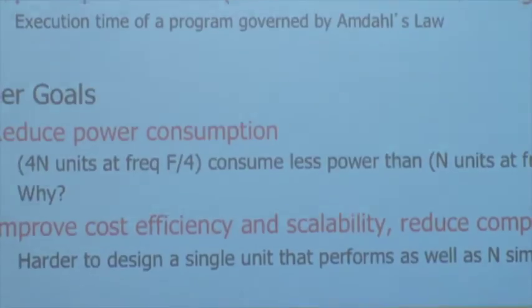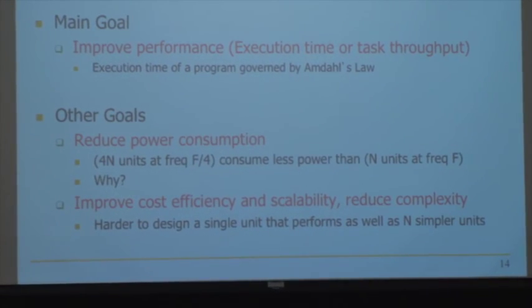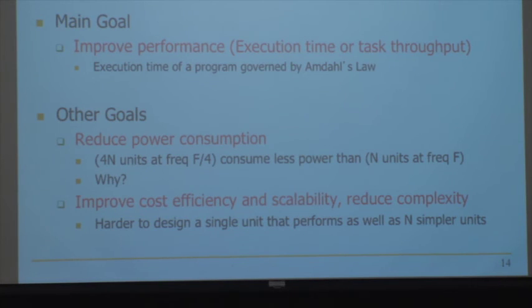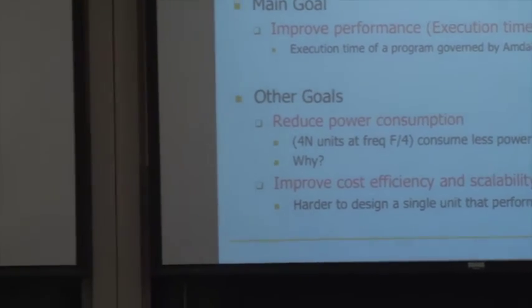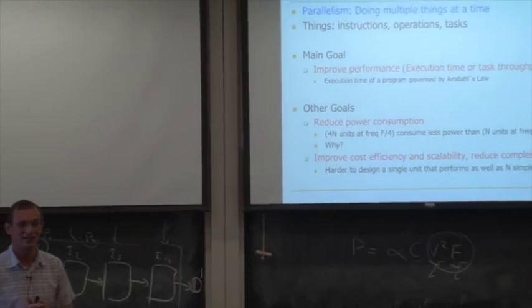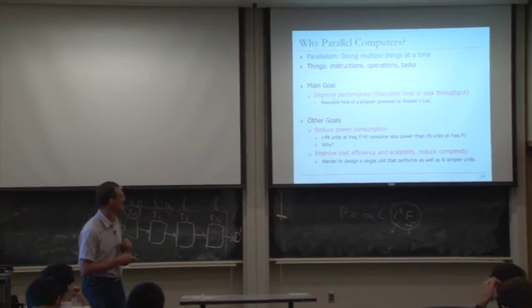Harder to design a single unit that performs as well as n simpler units. So you're right. In fact, I would argue that this is the main reason why people started building multi-core processors, because it became very hard to design a single core that performed well. It was a lot easier to design n simpler cores, and for those problems where you can actually parallelize, you get better performance. Make sense?